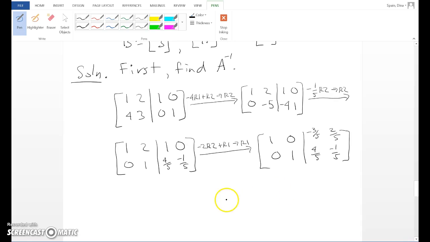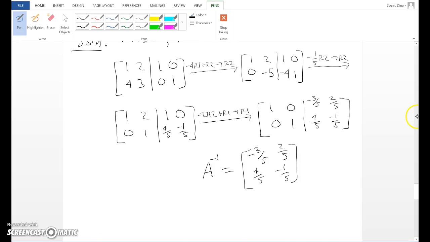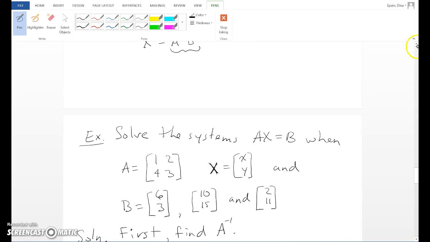A inverse is this. It's got some fractions in it. Don't let that scare you. They're not bad. 2/5. This is 4/5 and a -1/5. That's A inverse. So we're going to use this. Let's jump back up here and I'll show you.